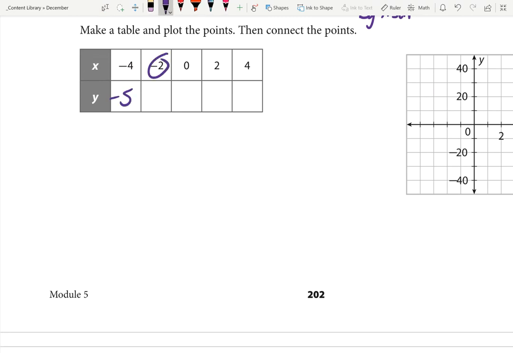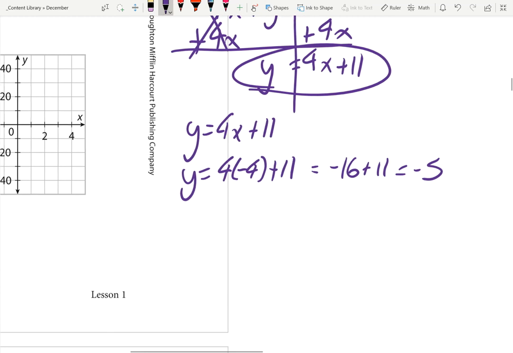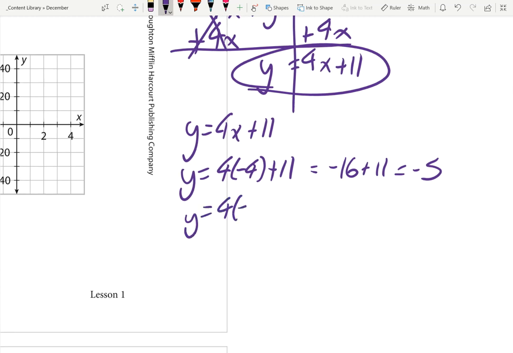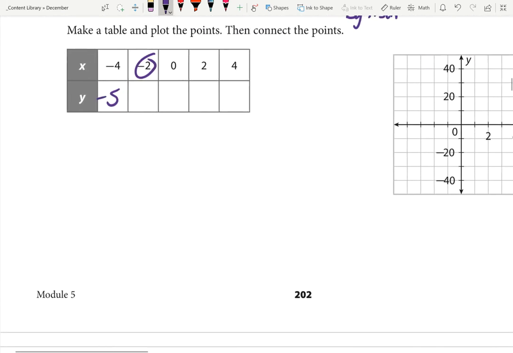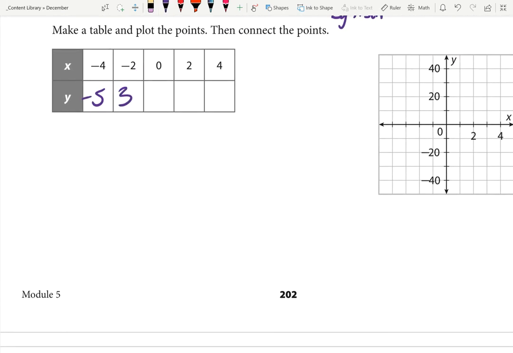Now we're going to plug the negative 2 in. So when I plug negative 2 in, we'll have 4 times negative 2 plus 11. This makes negative 8 plus 11, which is a positive 3. So that 3 goes in for the negative 2.